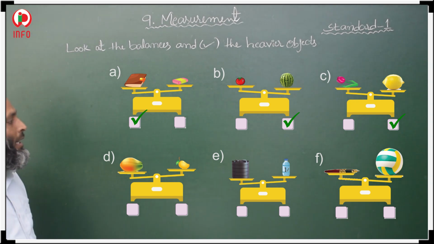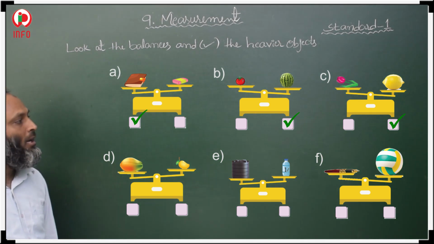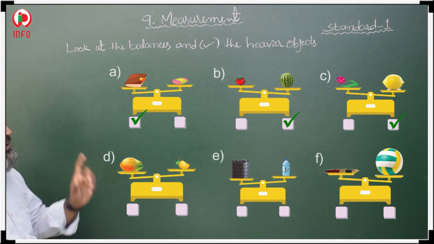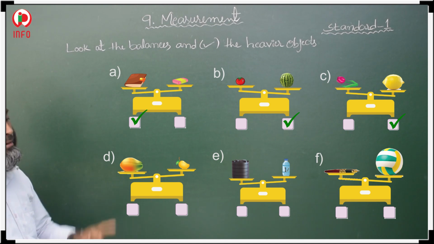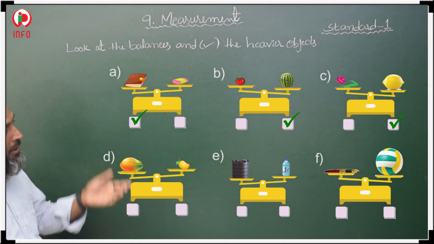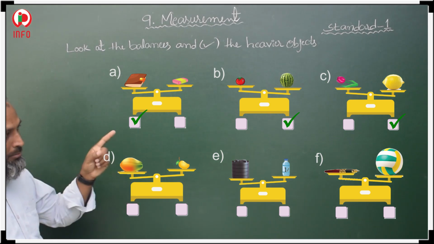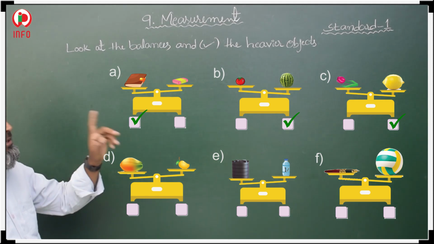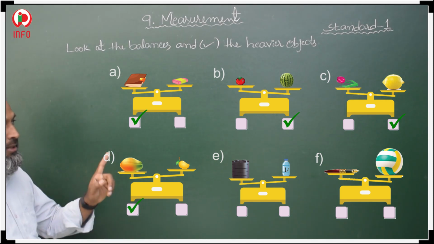Okay. Next, in the fourth weighing balance, what is given? See here, in the first pan, a papaya is given, and in the second pan, a mango is there. So here the papaya pan moves down. It means the papaya is the heavier fruit, the heavier object. So we tick the first pan, that is the papaya.